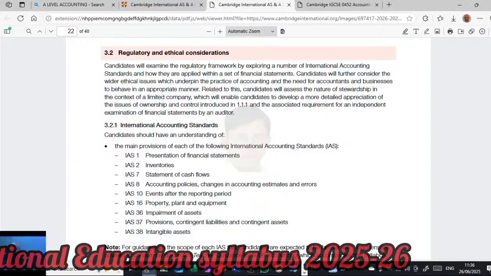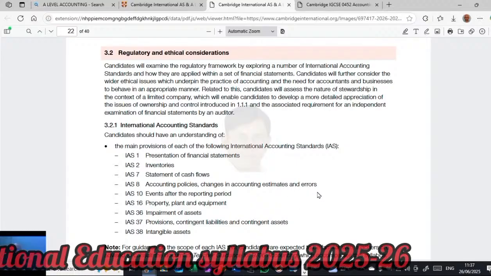Regulatory and practical considerations. We'll be discussing regulatory and practical considerations, particularly international accounting standards, the requirements, and the main provisions of each of the following standards: presentation of financial statements. What are the considerations you need to keep in mind? Inventories, how to value the inventories. Statement of cash flows, how to prepare a statement of cash flows, and the different things related to it. Accounting policies, changes in accounting estimates, and other concepts related to that.